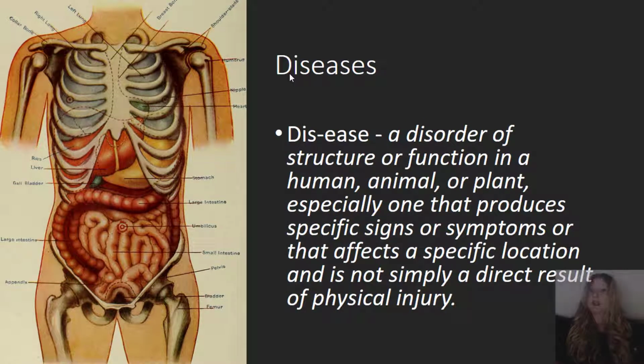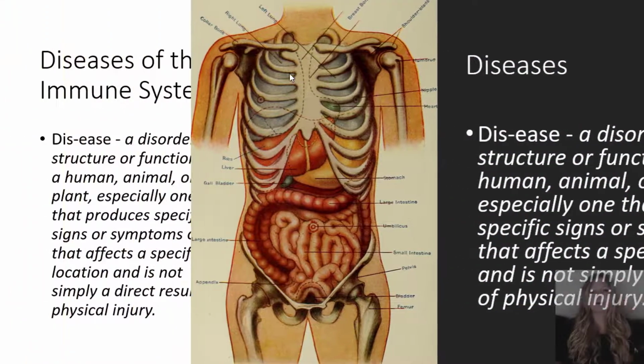Disease is a disorder of structure or function in a human, animal, or plant, especially one that produces specific signs or symptoms, that affects a specific location, and is not simply a direct result of a physical injury.